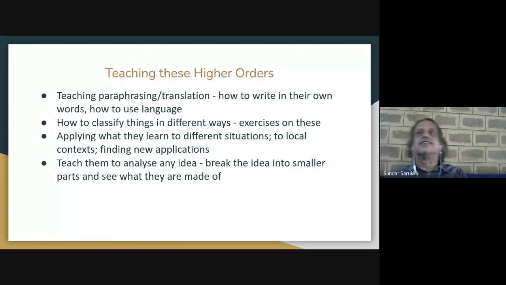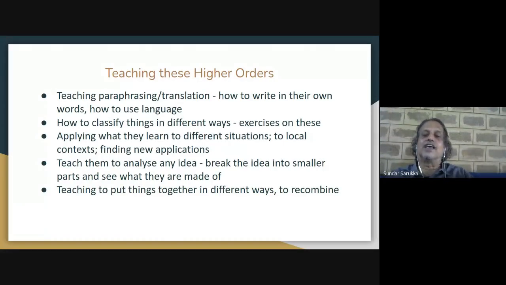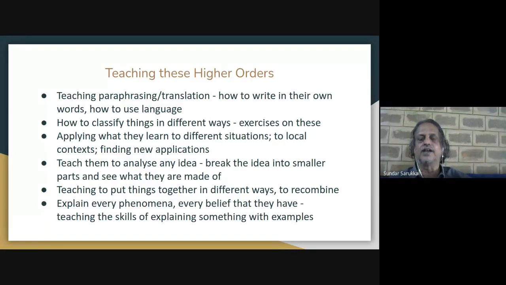The simplest analogy for me is like going to a gym, and in the gym, you have different weights for your legs and your hands and biceps and triceps and so on. Each one you do to build one particular kind of muscle. Similarly, this classroom is a gym of thinking skills, and you do different exercises to improve the different types of thinking skills which are needed for children. So, putting together things in different ways.